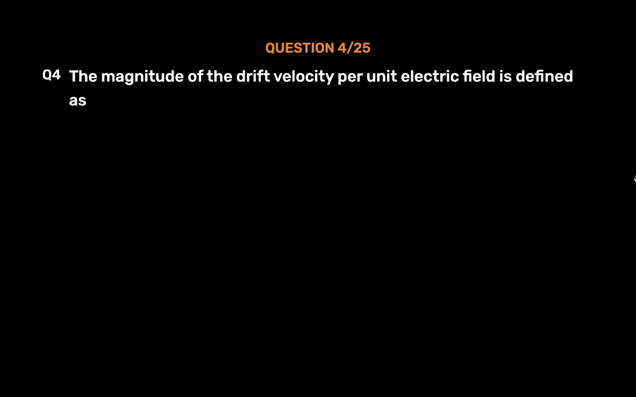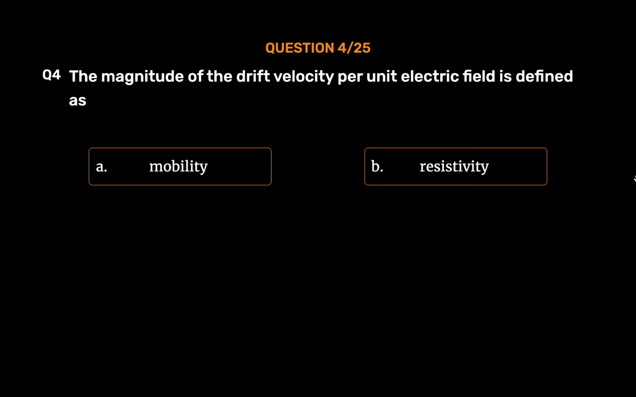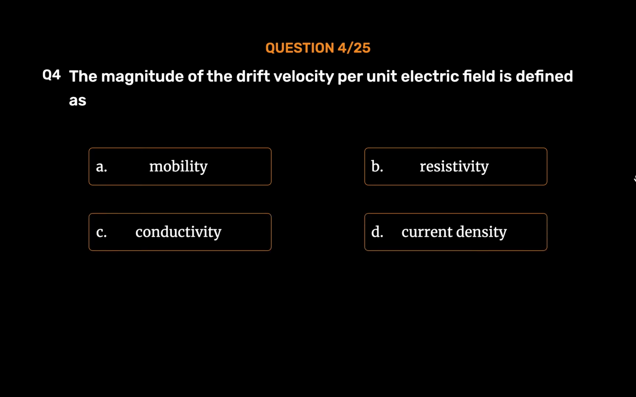Question number 4. The magnitude of the drift velocity per unit electric field is defined as: Option A, mobility. Option B, resistivity. Option C, conductivity. Option D, current density. The correct answer is Option A, mobility.